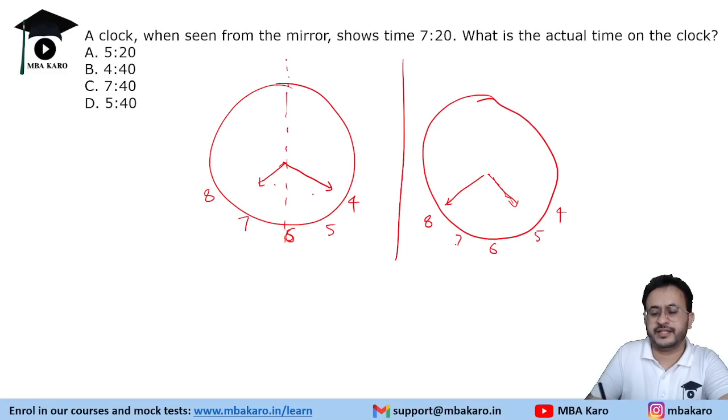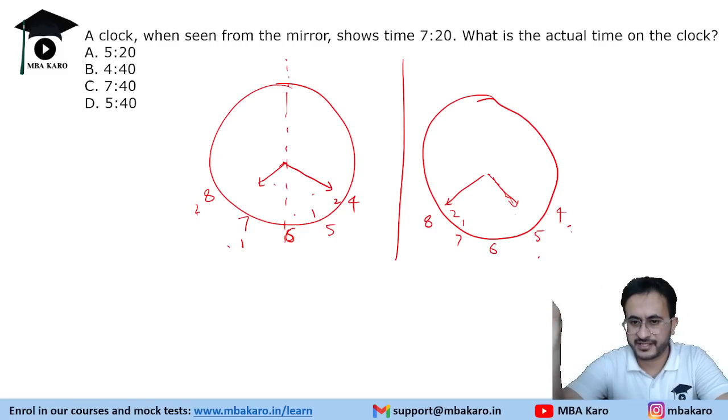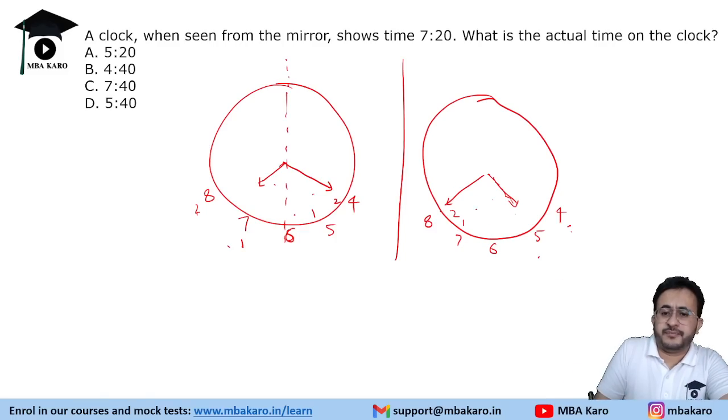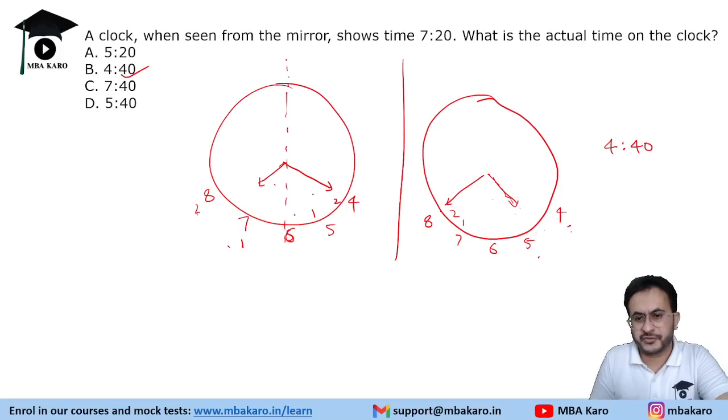Logically thinking, you will say that it will be like this. So between these two hands, between 5 and 4, and this is at the 12 second hand, so 1 1 and 2, right? That is how you visualize the reflection. I'll tell you the direct formula also. So it looks like 40 minutes and between 4 and 5. It will not be exactly at 5, between 4 and 5. So 4:40 will be our answer.